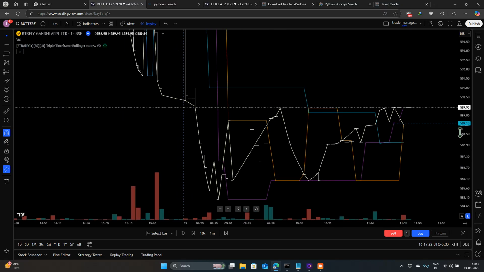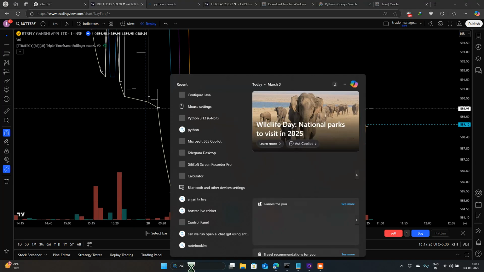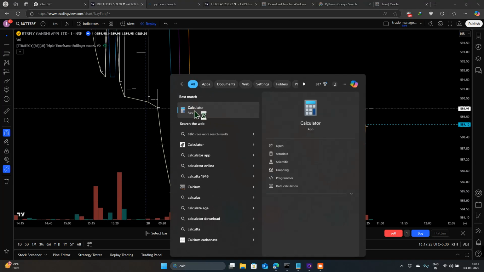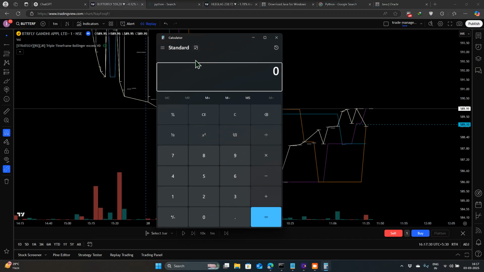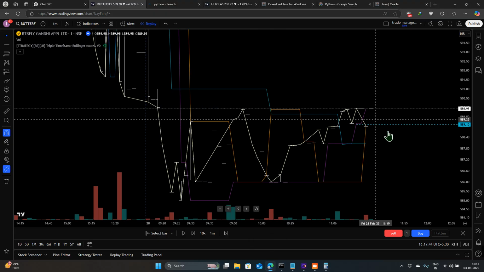It's a 589 stock. Let's sell. Suppose you have 50,000 rupees. So how many stocks would you sell? 50,000 divided by 589. Somewhere around 84 stocks you would have to sell. So we will sell 84 stocks here.